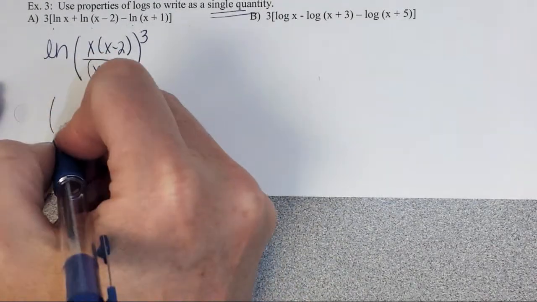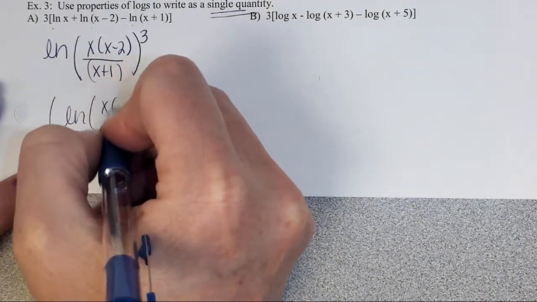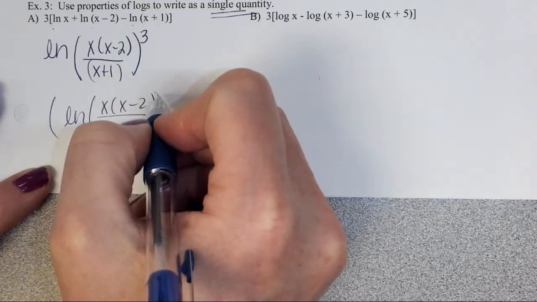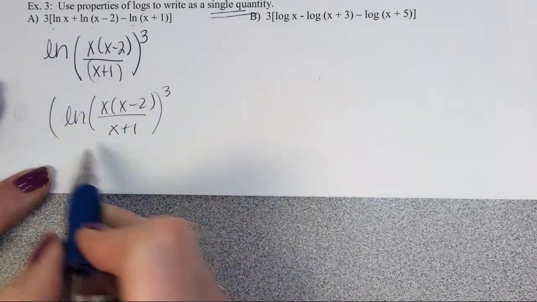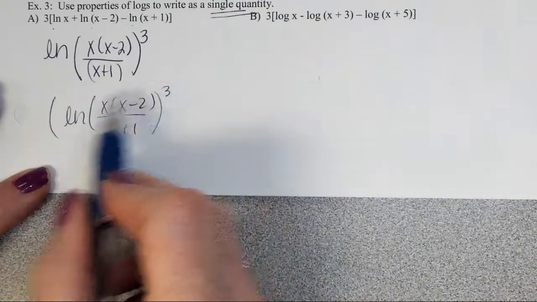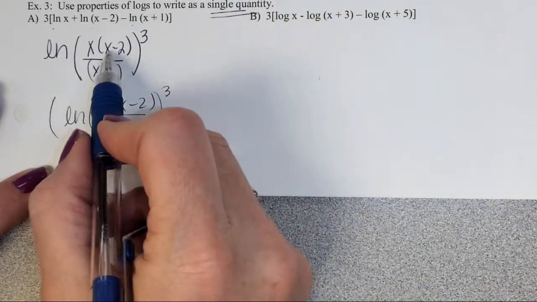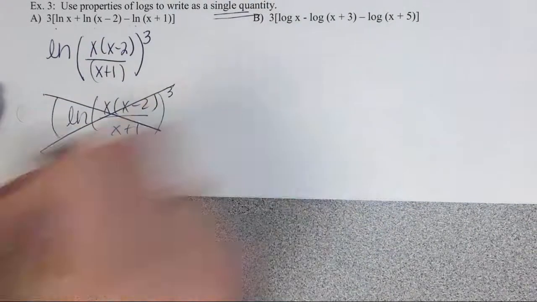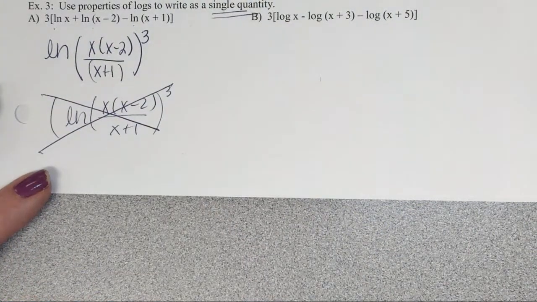Here's how I always see people write it on the quiz that is wrong. That rule does not say this whole thing is getting cubed. It says only this value is getting cubed, not the whole thing. That is wrong. Don't do that.